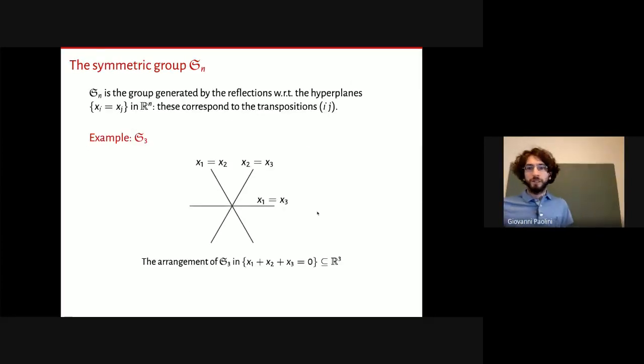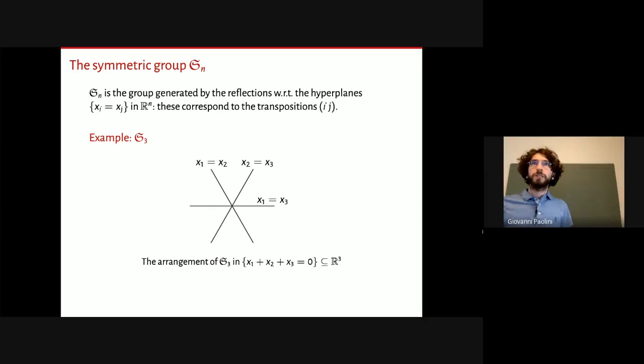Here is an example with some more details. The symmetric group sigma n is maybe the most famous example of a reflection group. In fact, it can be realized as the group generated by the reflections with respect to the hyperplanes xi equals xj in Rn.